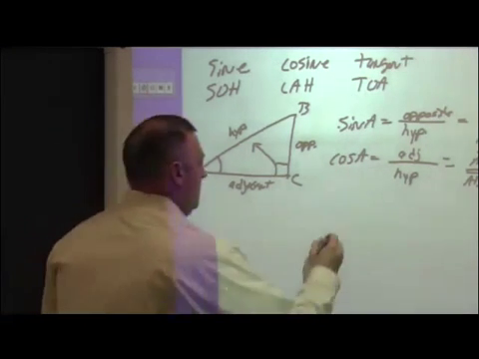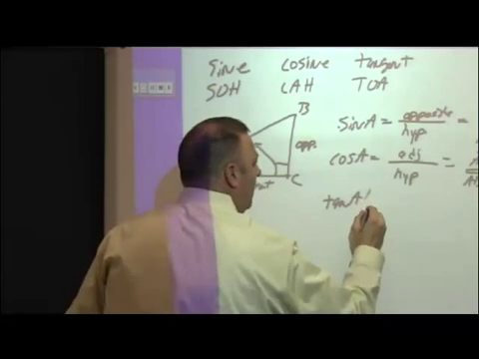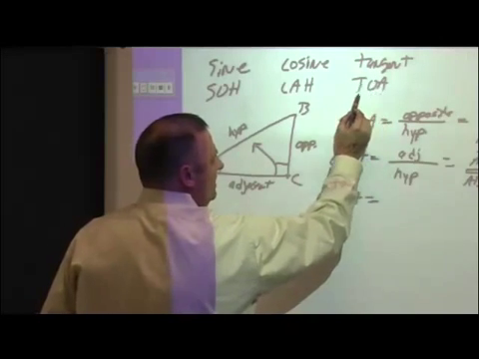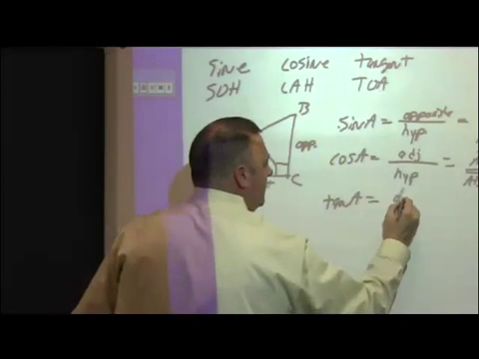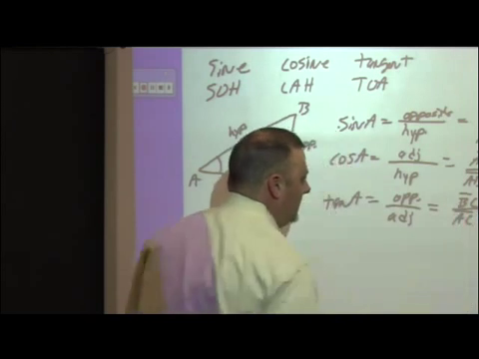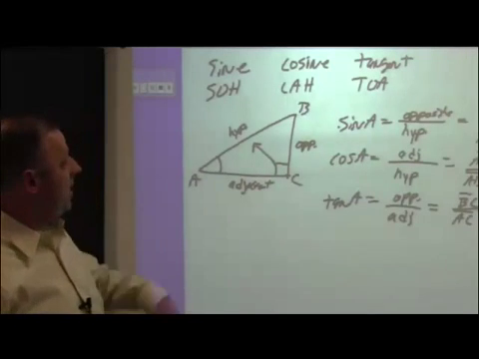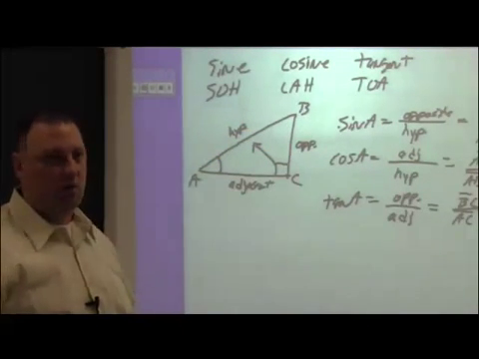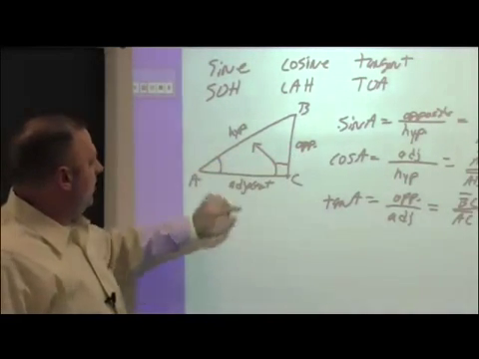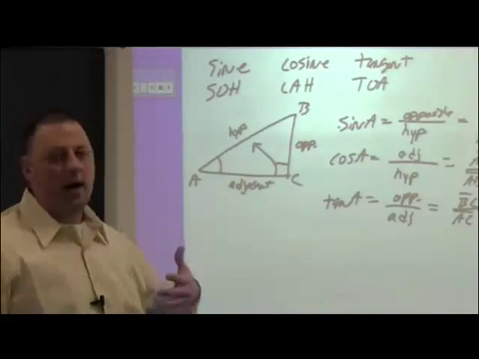Last one's tangent. They'll write it tan of angle A. And that one, for tangent, was TOA. Tangent is equal to opposite over adjacent. So the opposite side being BC over the adjacent side, which is AC. Now, it just depends. If you're talking about angle B, these segments are going to change. So when you're setting up your ratios, you have to start with your angle, identify what's opposite, what's the hypotenuse and adjacent, so that way you can get the right side lengths.